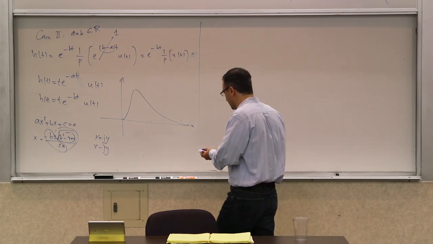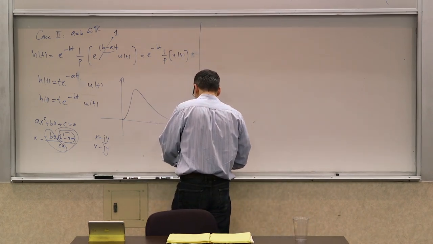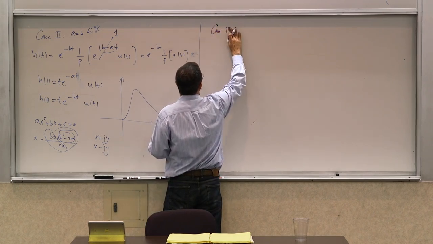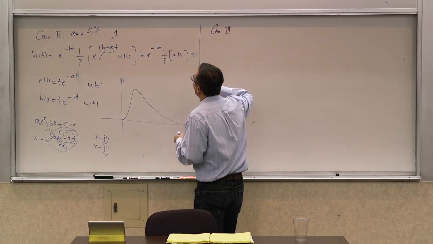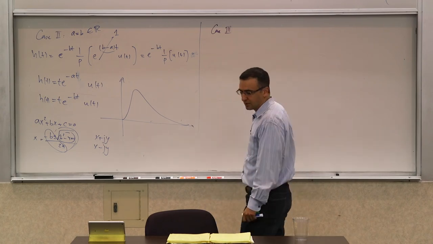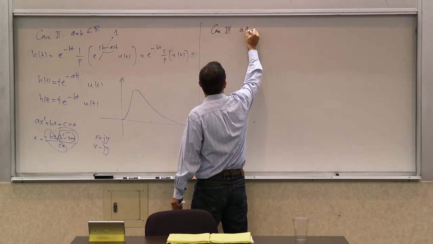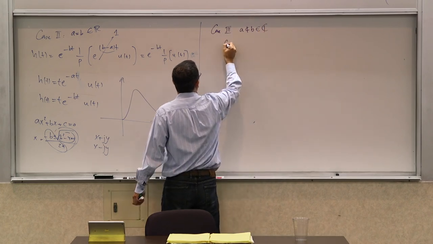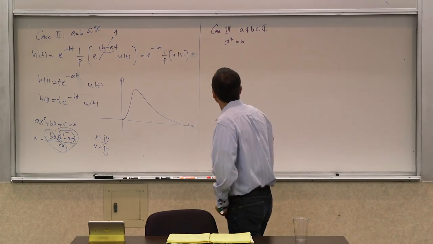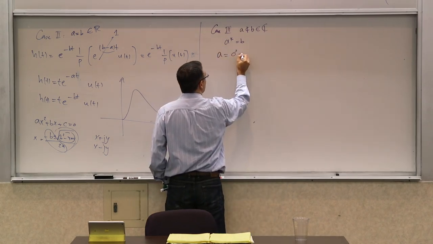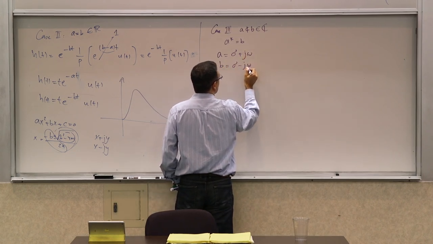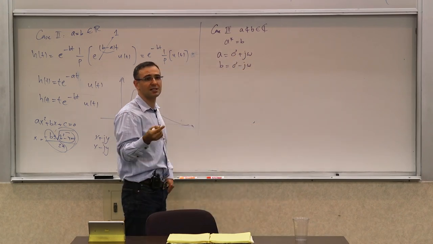Let's do case 3. So case 3 is where we are going to use our complex numbers. Now case 3 is when a and b are complex, but we know they're going to come in complex conjugate pairs. So a and b are complex, but a conjugate is going to be b, which means that you can also write them in the following form. You can write a equals sigma plus j omega, and b as sigma minus j omega. So this is the real part, and this is the imaginary part. I just call them sigma and omega.